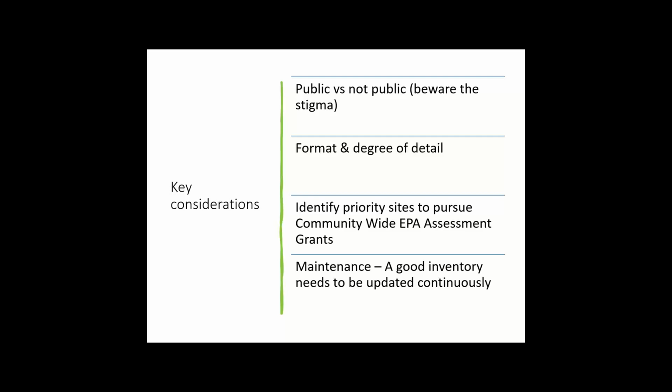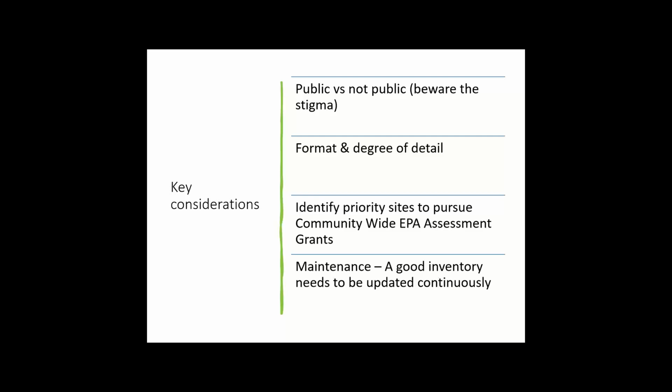So you have to think about whether this list is going to be on a website, or an internal list that we're going to use to track progress on our brownfield sites. And then you have to think about what the format is going to be. Is it going to be just an Excel spreadsheet, or a GIS map? Is it going to be a report? And the degree of detail that you want to include there.